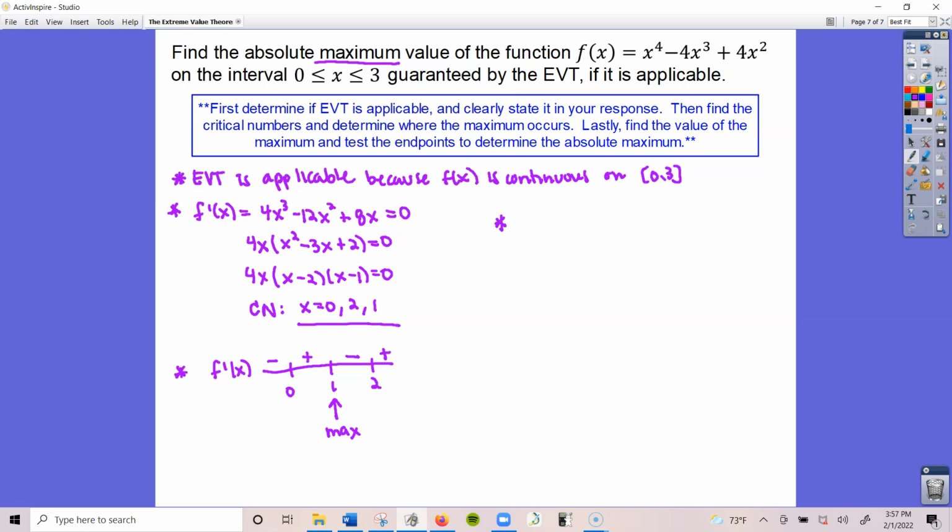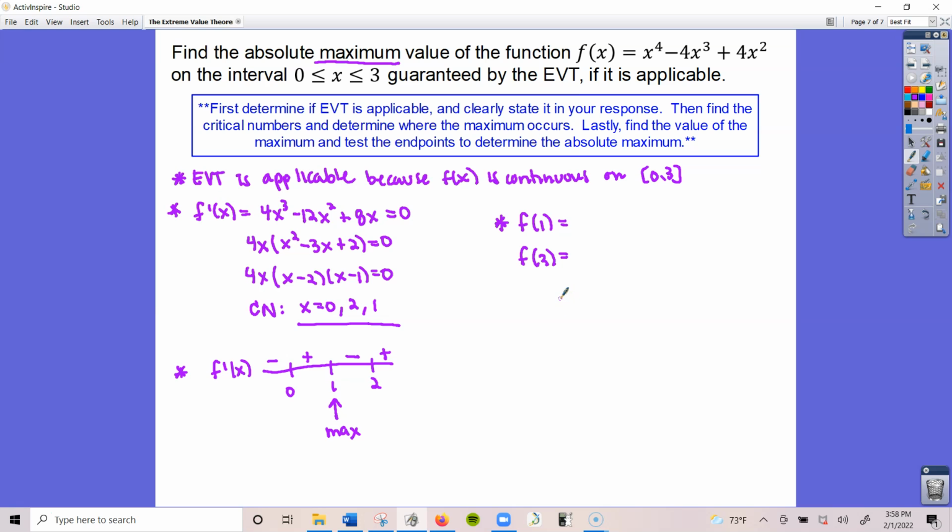So when I am testing my values, I'm going to test the 1. I don't need to test 0 or 2 because at 0 and 2, those are both minimums, and we're only asked to find the maximum. So I'm going to test f(1), but I'm also going to test f(3). I'm not testing f(0) because at 0, I already established that's a minimum. So these are the only ones.